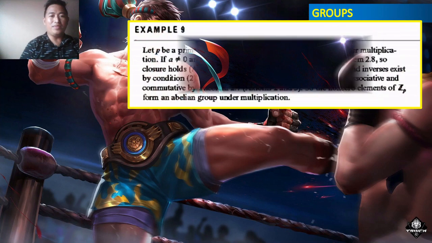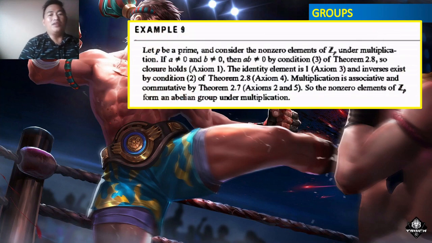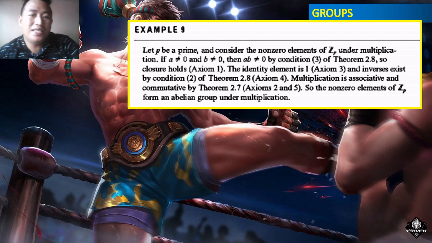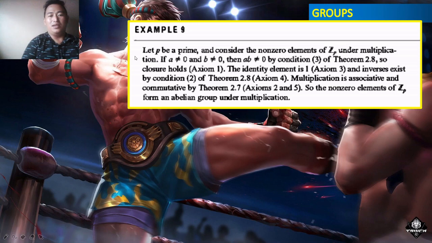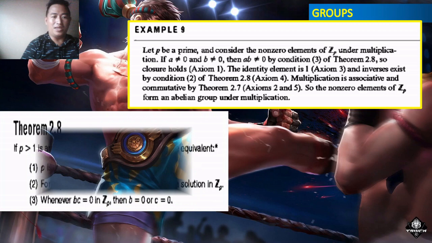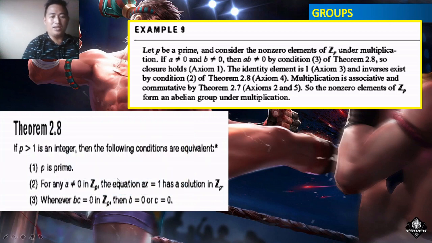Okay, so example number 9. Mo na ni sa Zn. Let P be a prime and consider the non-zero elements of Zp under multiplication. Okay. So if A is not equal to 0 and B is not equal to 0, then AB is not equal to 0 by condition 3 of Theorem 2.8. Dahil Theorem 2.8, kung non-zero ang A ug ang B kay non-zero, ang AB is non-zero. Condition number 3, ang iyahang contrapositive ani. Okay? So, closure holds.